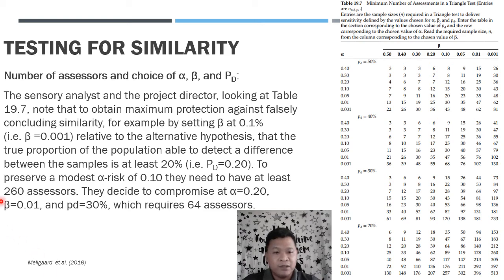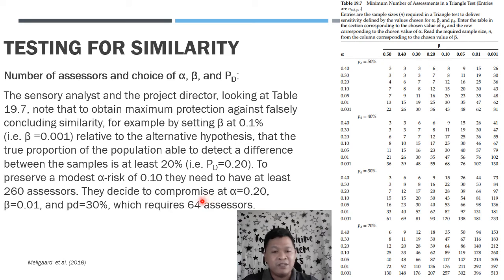So for example, because you're testing for similarity, you want your beta risk to be lowered, and you want a very strict beta risk lowering to 0.1% or beta equals 0.001. So this is a far cry from the 5% or 1% that we usually select. Okay, ito yan, yung 5%, 1%, you're choosing a more safeguarded 0.1%.